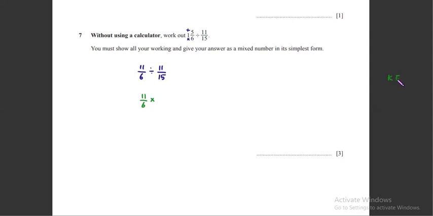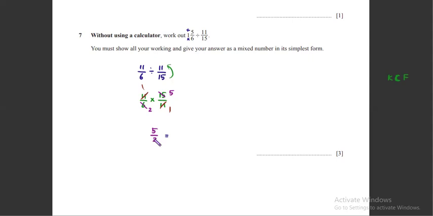So we keep, change, and then we need to flip the fraction. We keep the first fraction, change the sign, and flip the fraction. So keep, change, flip. When I flip this fraction, the denominator goes to the top and the numerator goes to the bottom. Now I can simplify this 11 with this 11 because they both are divisible by 11. I can also simplify the 6 and the 15 by dividing both by a 3. This becomes a 2, this becomes a 5. This gives us the answer 5 over 2 because 1 times 5 is a 5, and 2 times 1 is a 2. This is an improper fraction which can be written as a mixed number.